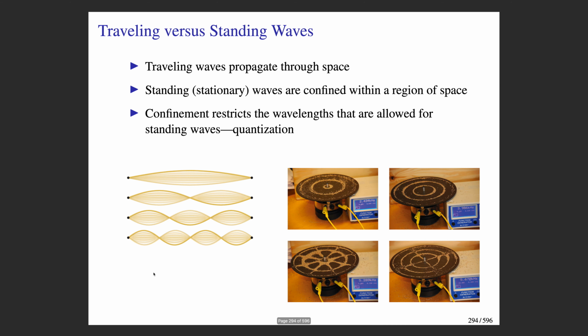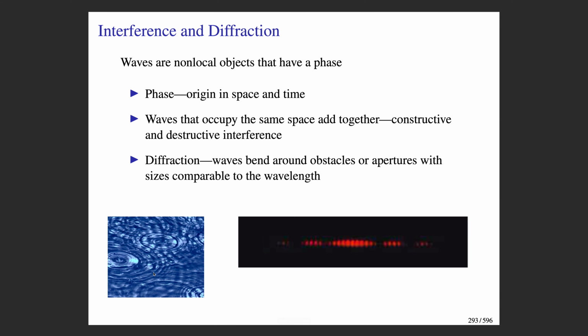Another thing that waves can do is that they can diffract, and that's something that material objects, at least macroscopic material objects, cannot do. Whenever a wave encounters an obstacle or an opening, an aperture, that's comparable to its wavelength, it will cause the wave to bend in different ways and lead to what we call diffraction patterns.